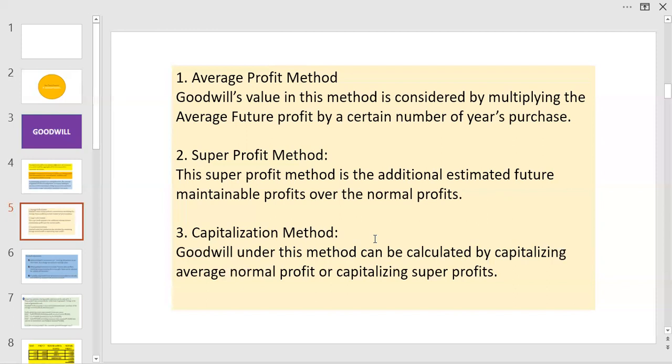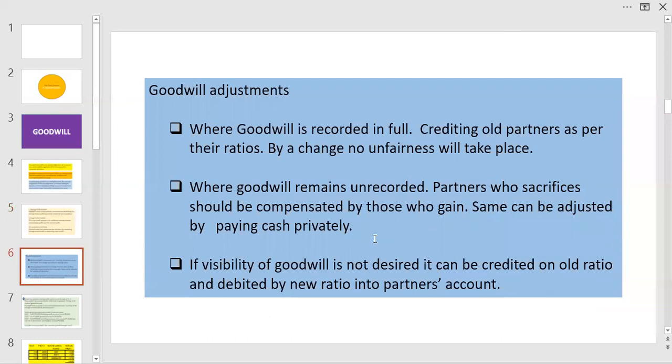In the context of partnership, when there is a change, there can be an unfairness to the existing partners due to all unrecorded assets, including goodwill. Therefore, goodwill adjustment is necessary. In method 1, goodwill is recorded in full, crediting all partners as per their ratios, so any changes will not create any unfairness to them.